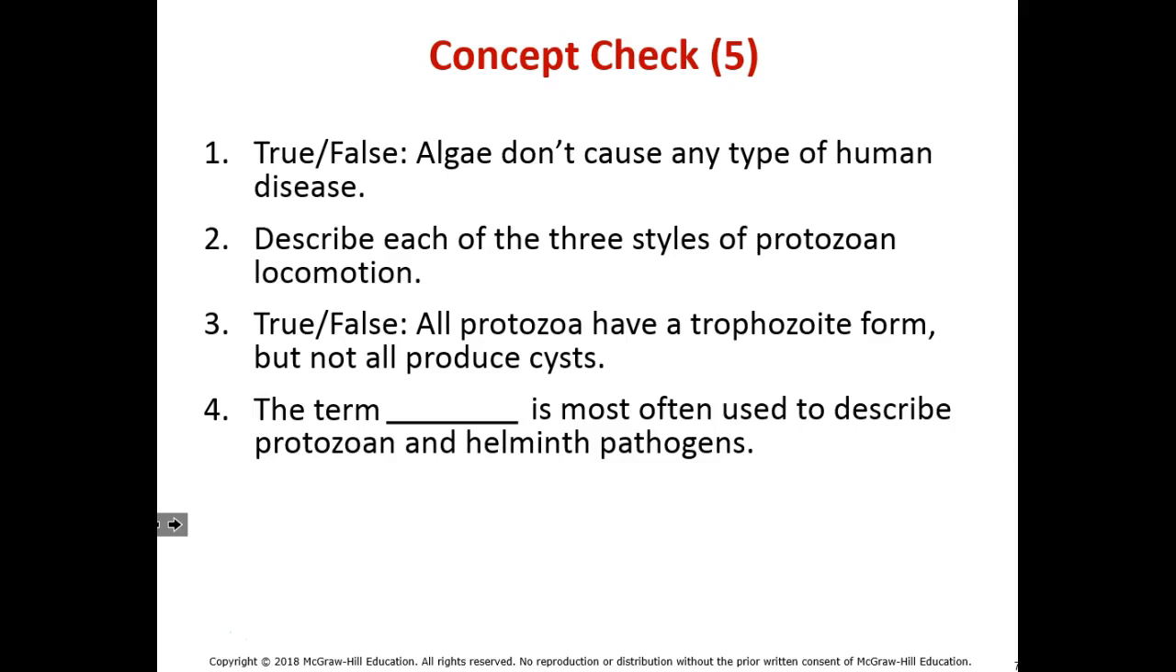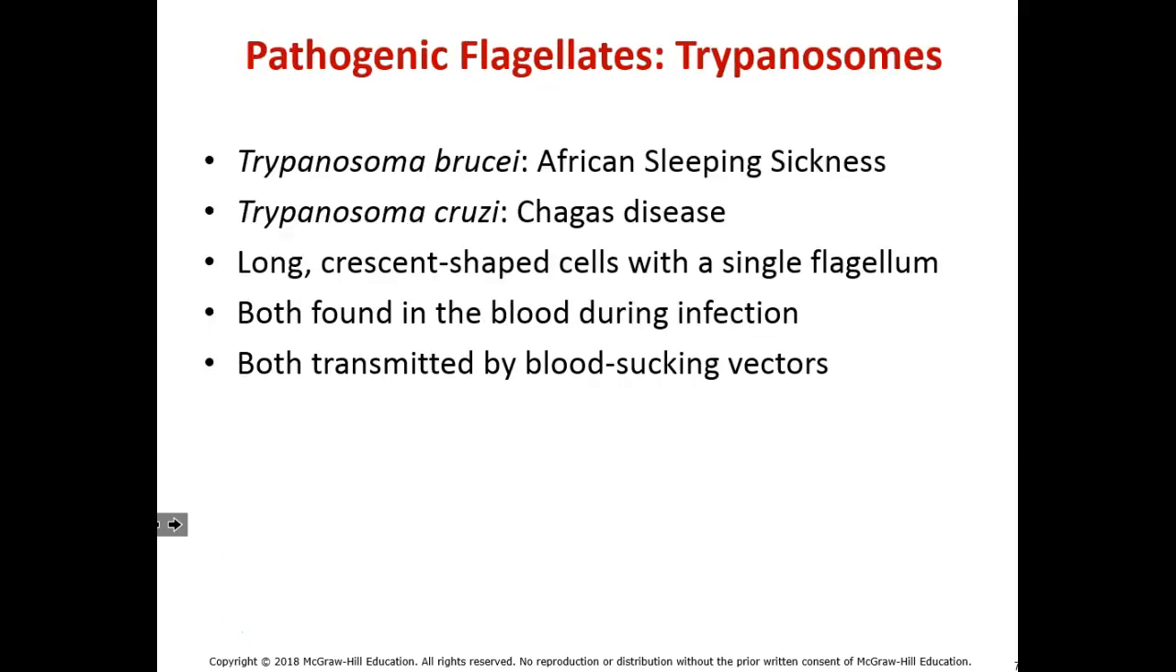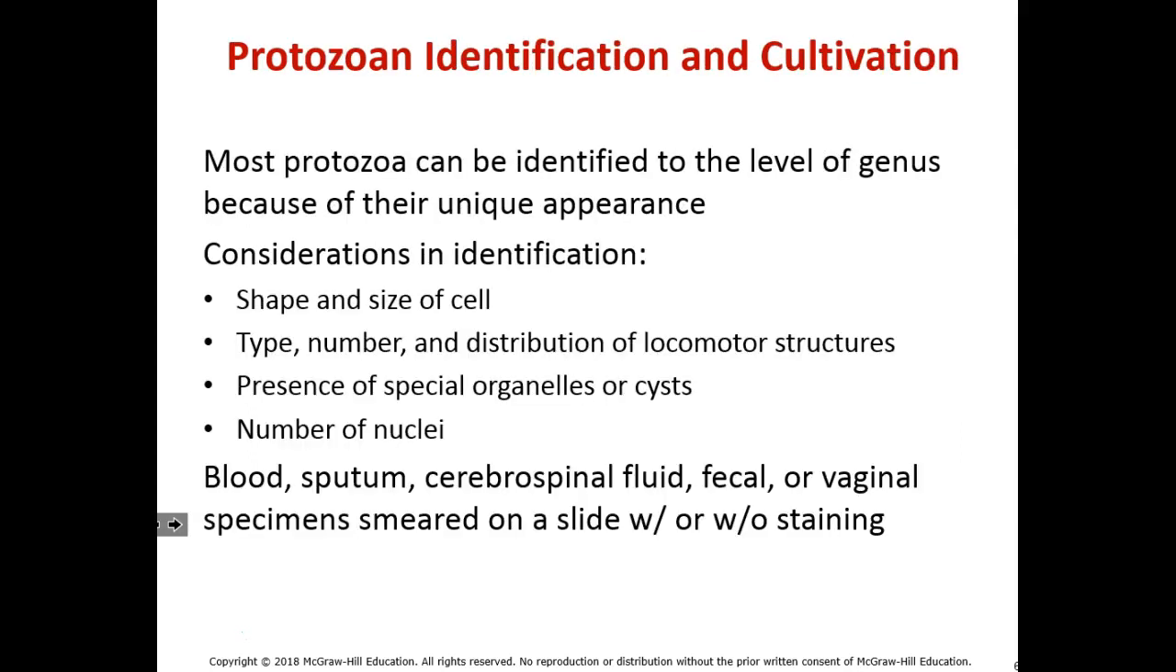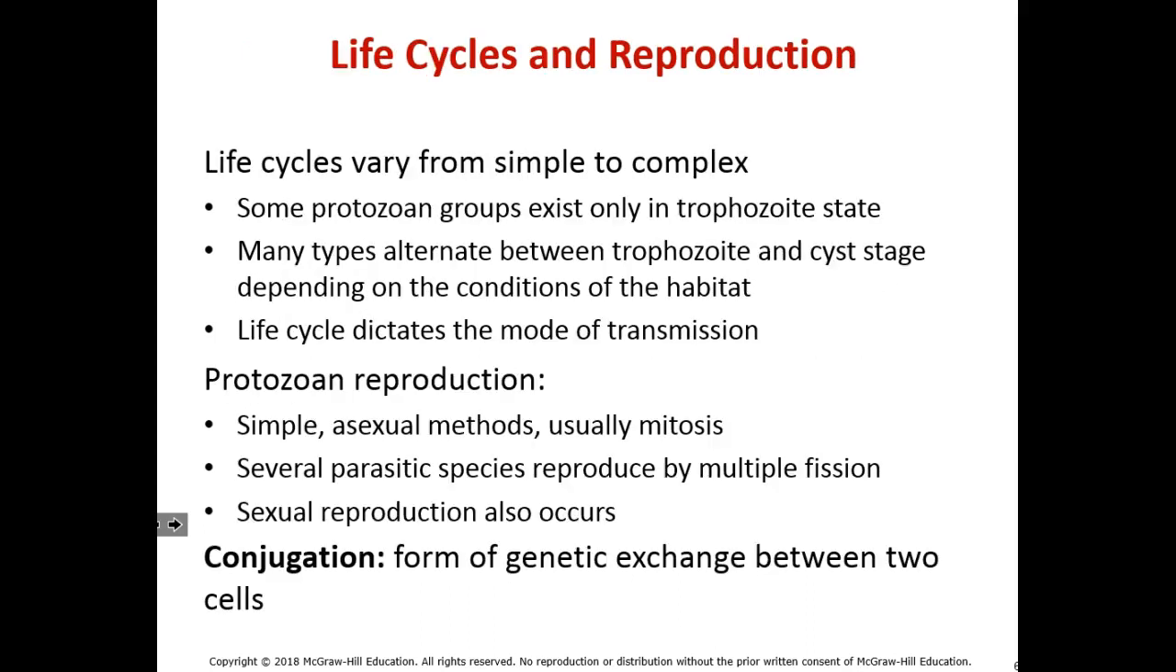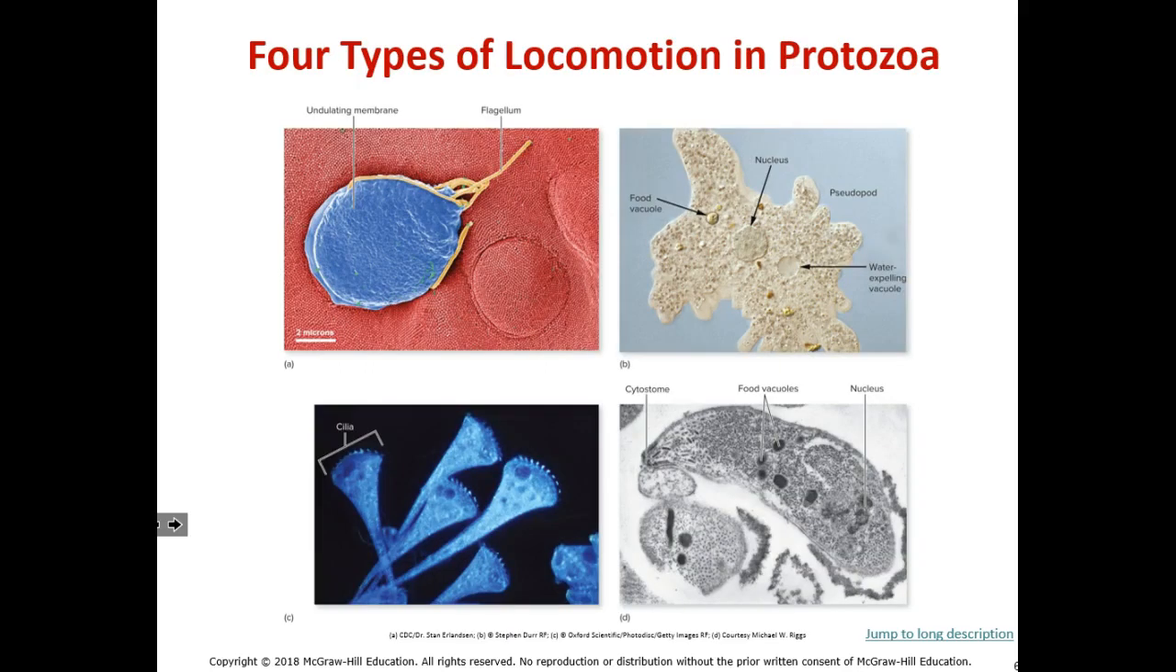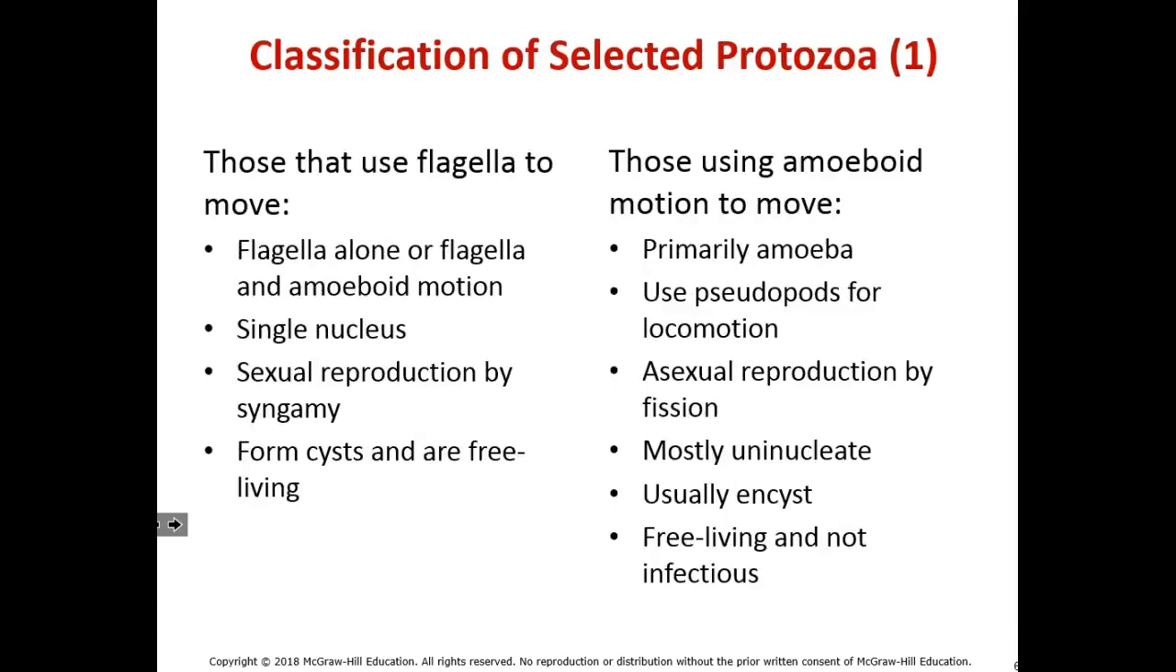Name me 3 styles of protozoan locomotion. They can have, what do we call pseudo? Name me 3 types of false feet. Pseudopods. What's another kind of locomotion? Okay, what's another one? Cilia, we didn't name cilia. Pseudopod, cilia, and flagellum.